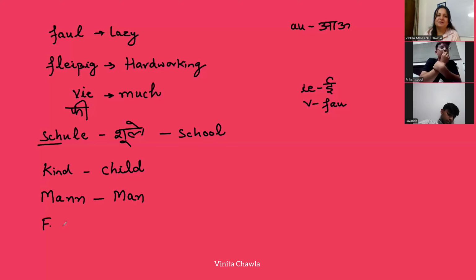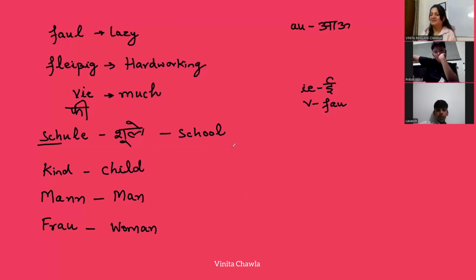One more word. How will you pronounce it? Frau. Frau means woman. AU is au. Frau is woman.